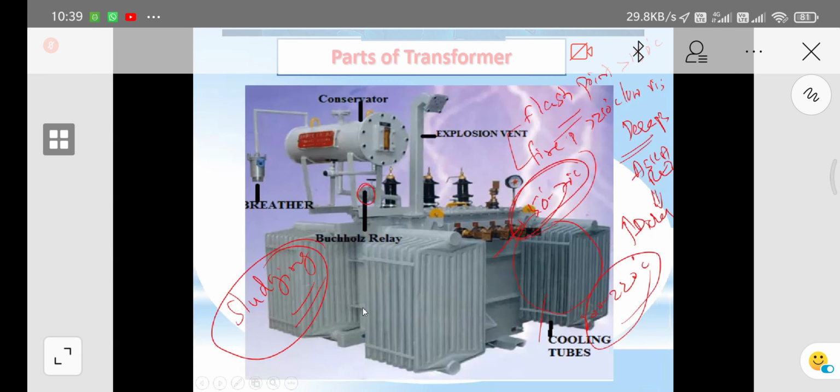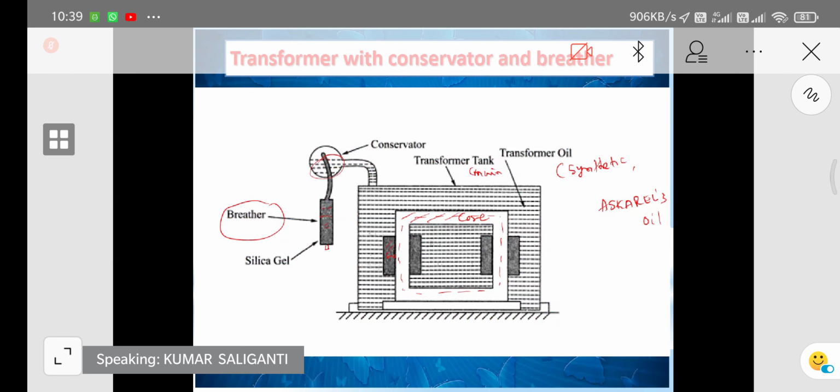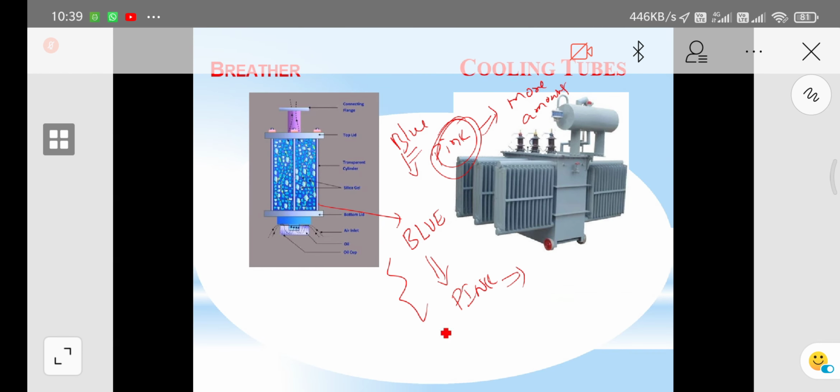So coming to the Buchholz relay, what is the function of the Buchholz relay? Anybody? Generally the Buchholz relay is like this. Suppose a transformer is like that.